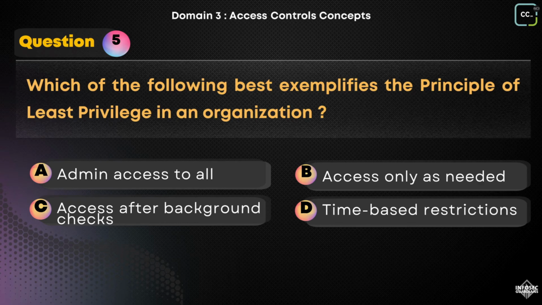Option D, time-based restrictions are a useful security measure but do not specifically address the principle of least privilege, which focuses on minimizing access levels based on job roles. Hence, Option B, access only as needed, is correct, because it aligns with the principle of least privilege by ensuring that individuals have only the access necessary to perform their job functions. Let us now move on to our next question.